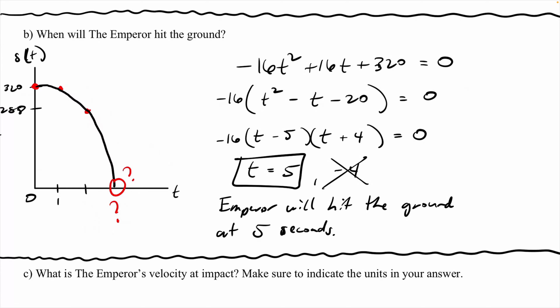So they haven't asked us anything about velocity or acceleration, so we haven't had to find derivatives yet. We will, but not yet. Okay?